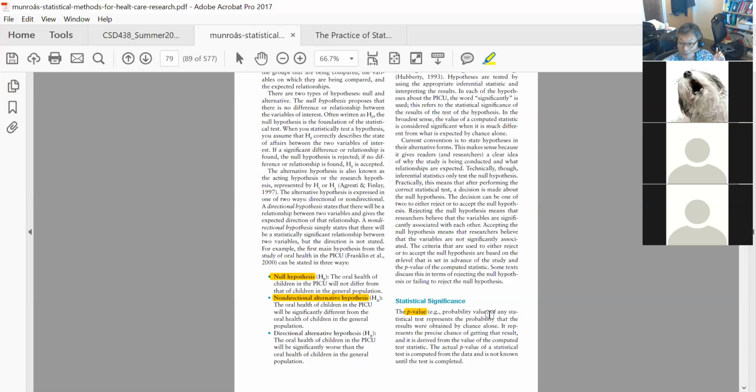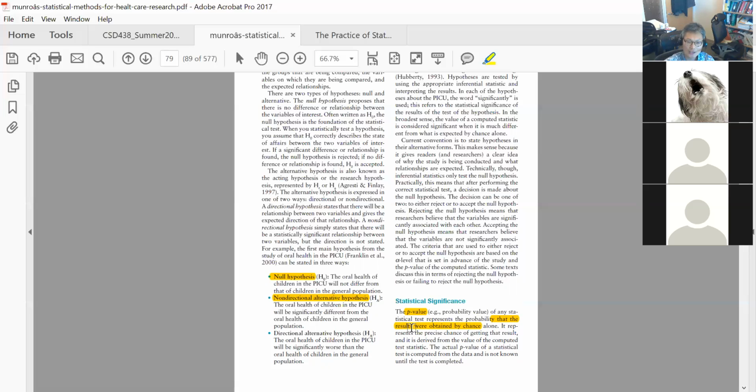It's over here. The p-value of any statistical test represents the probability that the result was obtained by chance alone. This is a very abstract and ambiguous way of describing it. But in detail, the p-value shows whether, using your sample, it's a probability of just accepting your null hypothesis, right?